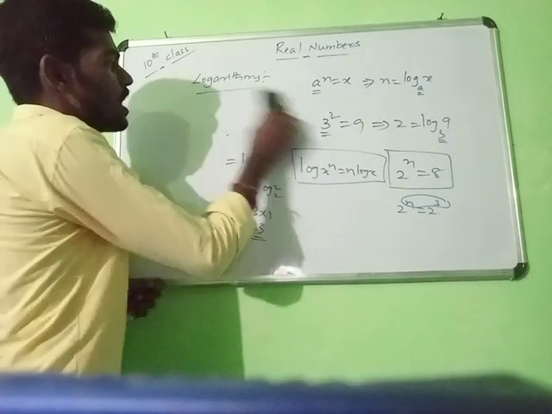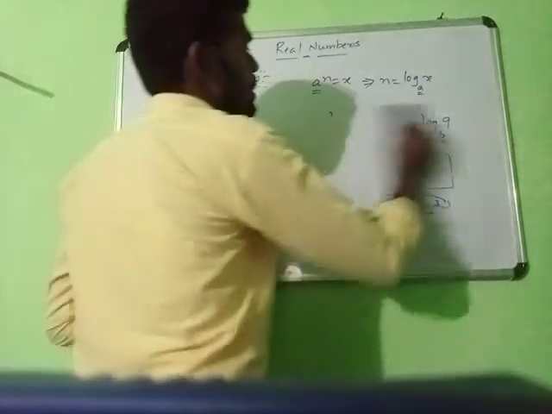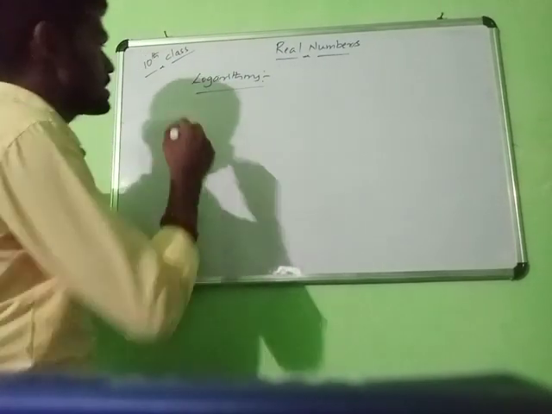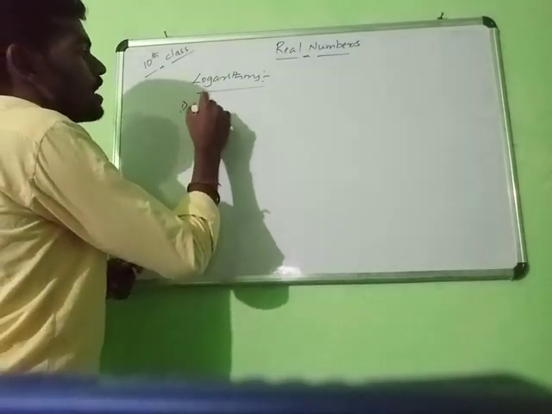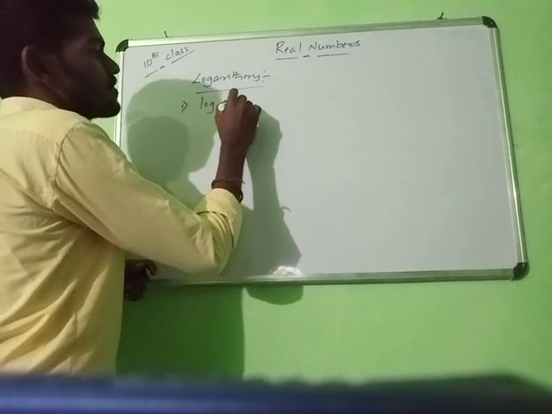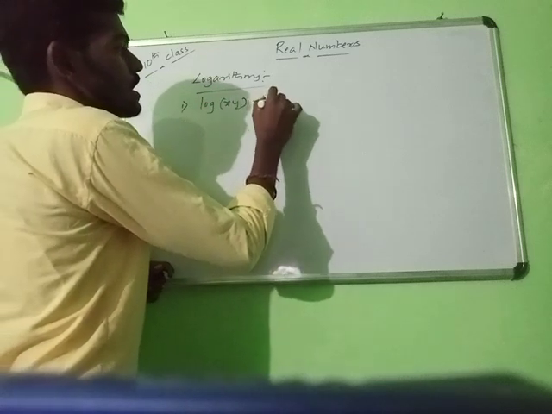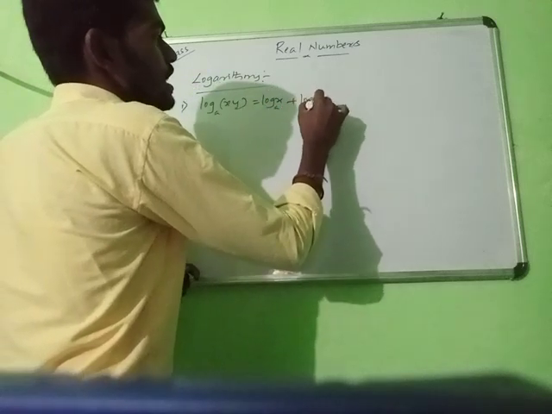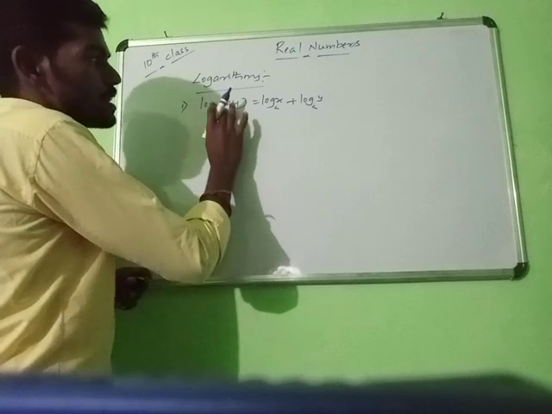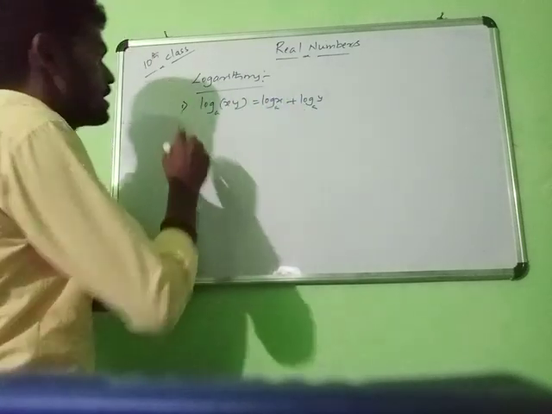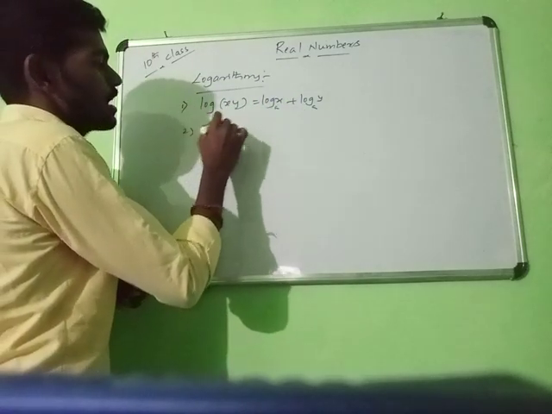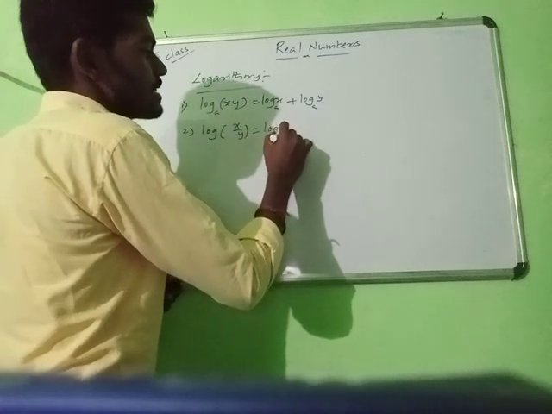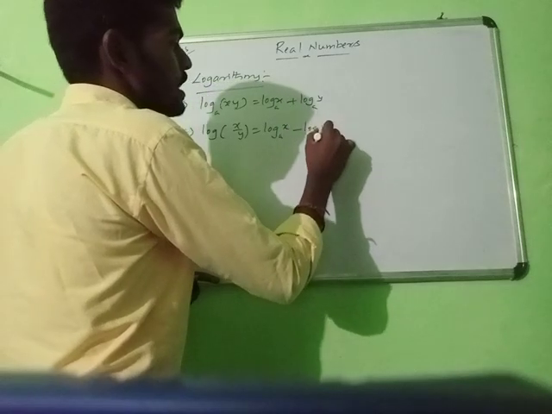And some more important formulas in logarithms are: the first one is log of xy base a is equal to log x base a plus log y base a. Here multiplication means there is addition. And the second one is log of x by y base a is equal to log x base a minus log y base a.